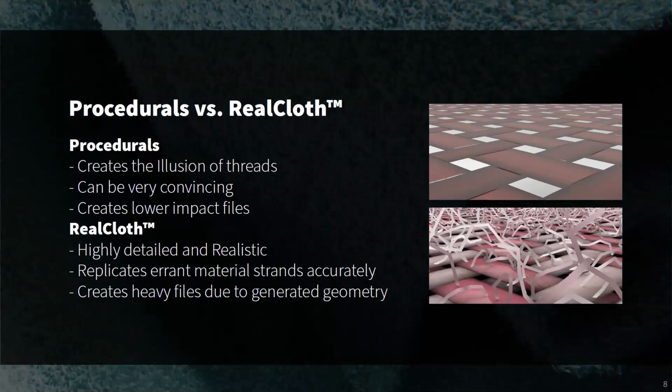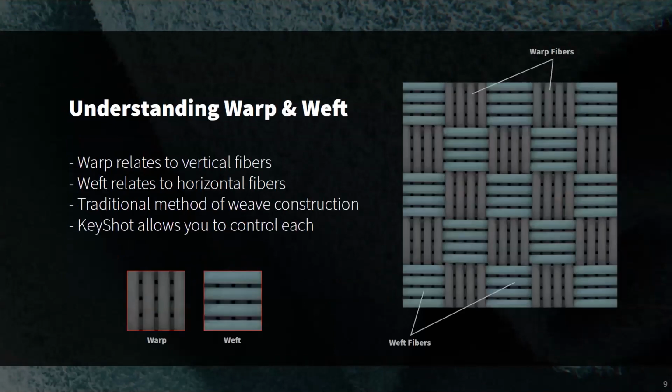On this slide, you can see a macro shot of a procedural weave on the top versus a macro of a RealCloth weave on the bottom. And notice that the RealCloth threads have dimensionality to them as well as flyaways, which help increase their believability as a RealCloth material. A moment ago, you heard me mention warp and weft. For those who are not familiar with traditional weave construction, warp and weft represent the two main components for creating a weave pattern. If you look at the image on the right of the slide, you'll notice a diagram demonstrating how a woven material is constructed.